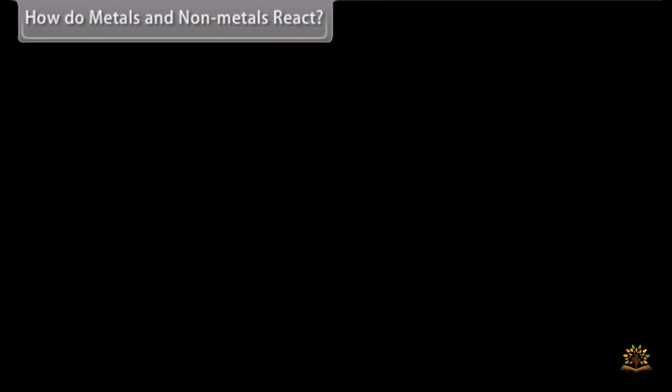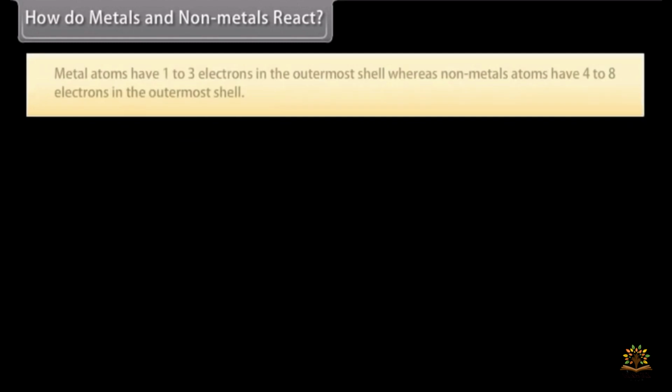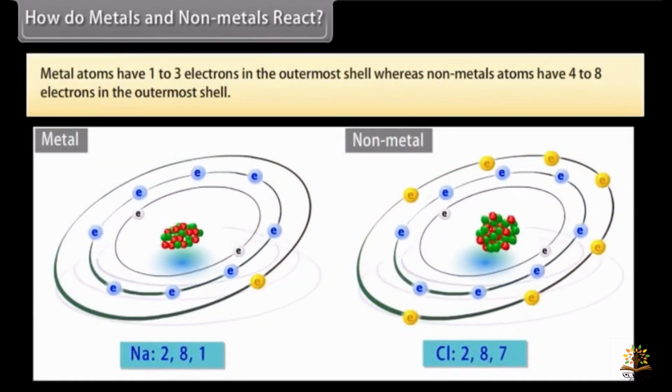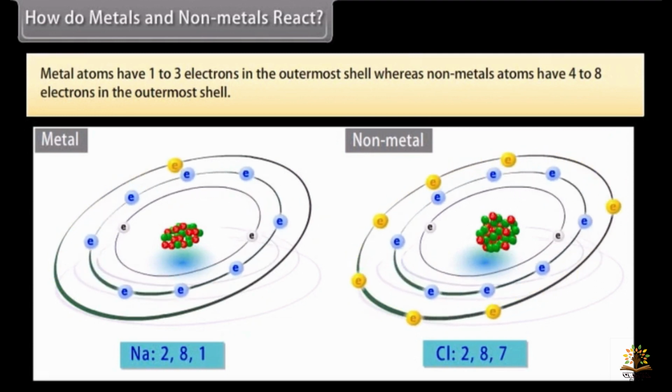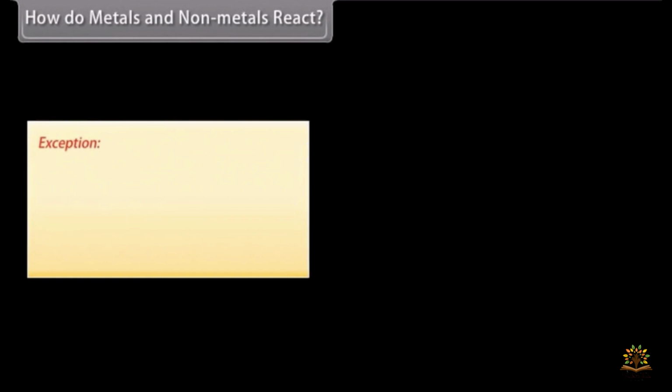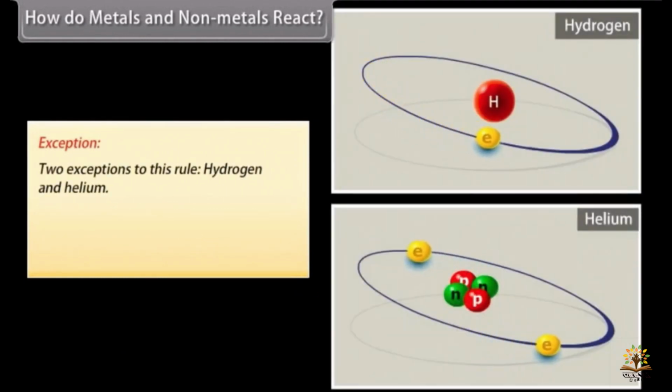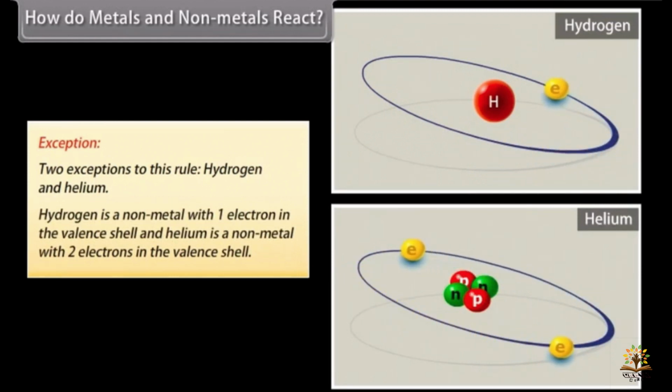How do metals and nonmetals react? Metal atoms have 1 to 3 electrons in the outermost shell, whereas nonmetal atoms have 4 to 8 electrons in the outermost shell. Exception: 2 exceptions to this rule are hydrogen and helium. Metals that donate electrons gain positive charge equal to the number of electrons donated, and nonmetals gain electrons and negative charge equal to the number of electrons accepted.